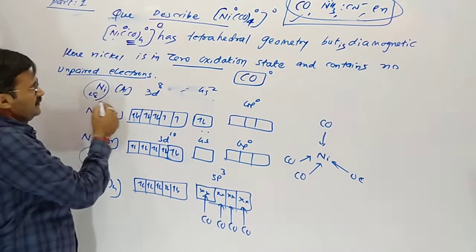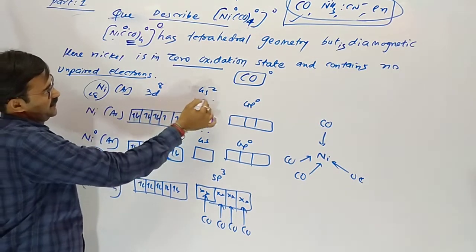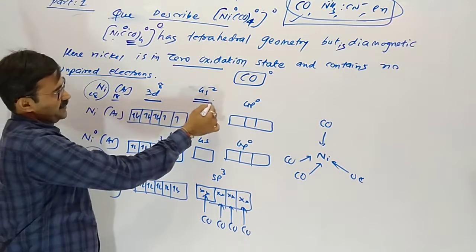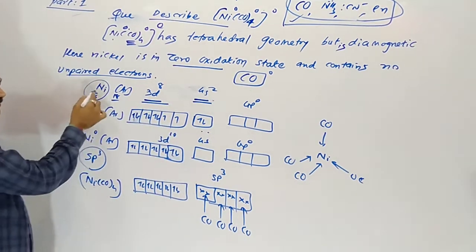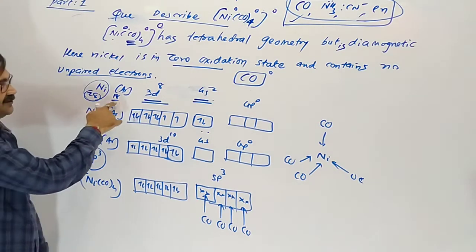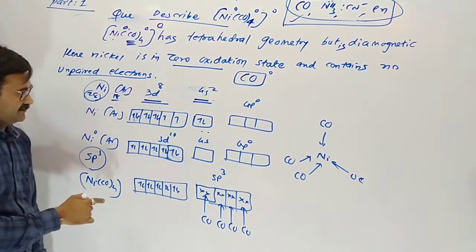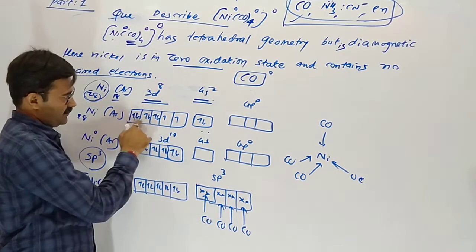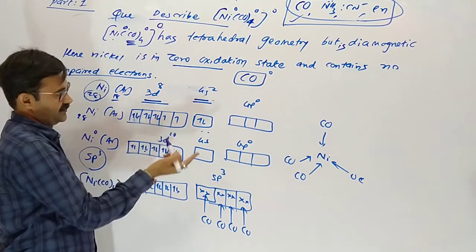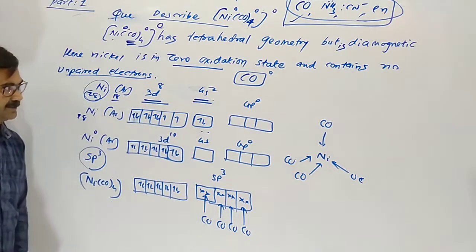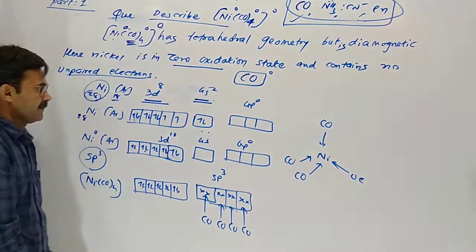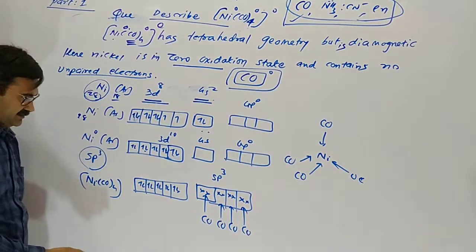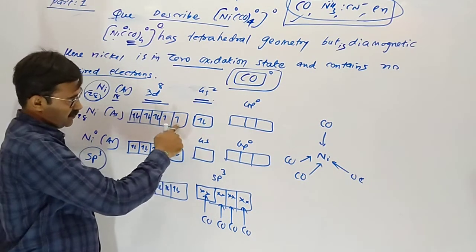In nickel, the electronic configuration is 4s2 3d8. After argon, the 4s is filled first, then 3d8. The atomic number is 28, so 28 electrons: 18 plus 2 plus 8. There are 8 in 3d and 2 in 4s, and 2 are unpaired. 4p is vacant, but carbonyl is a strong ligand, so these two electrons move.